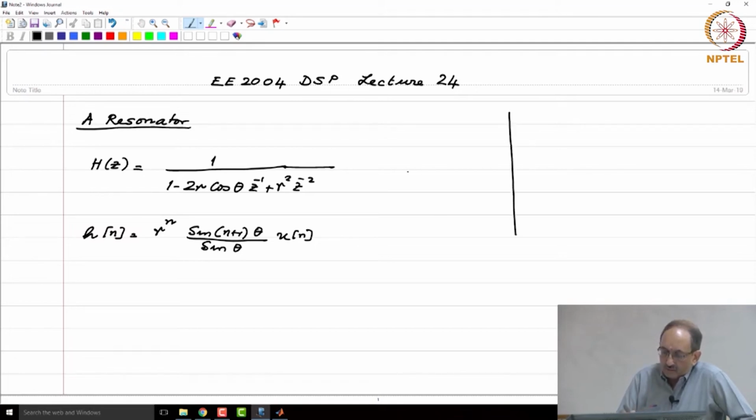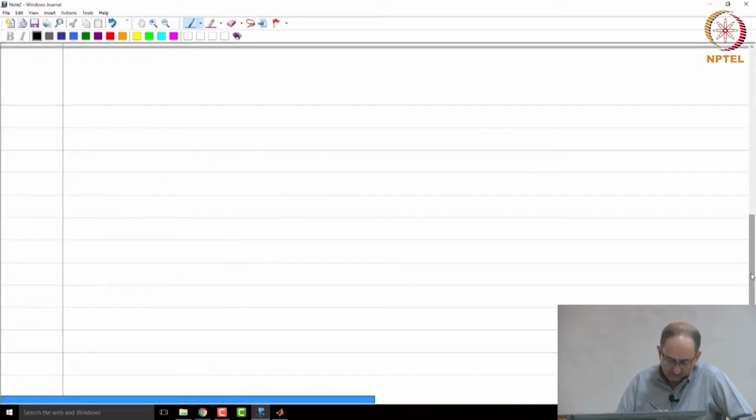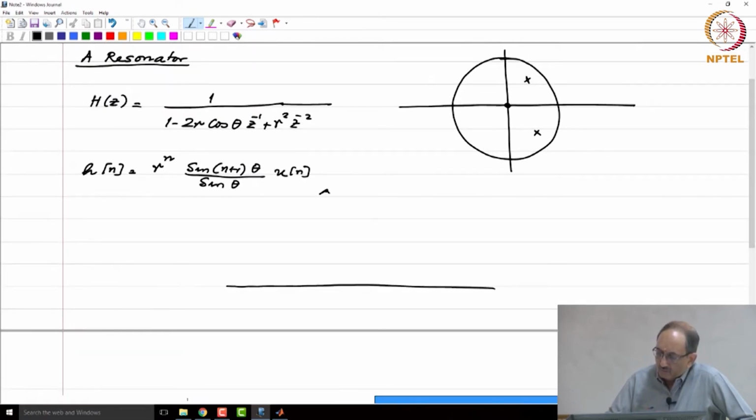And if you factor the denominator, you will find that there are poles at r e to the j theta and r e to the minus j theta. Therefore, you have poles at r e to the plus and minus j theta, and you also have a second order trivial zero. And you can very quickly get a feel for the magnitude response.